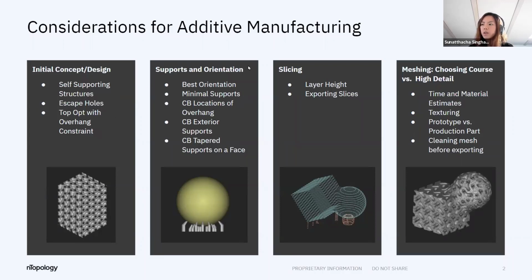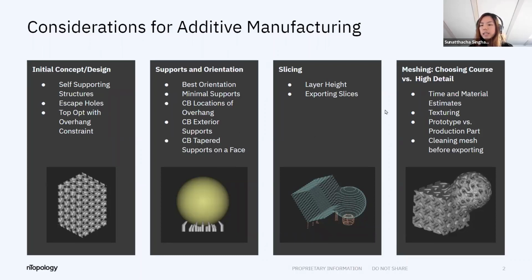We'll also look at the different tools in nTop to look at the best orientation for build prep and add those supports, and a few custom blocks as well that we have to generate those supports for your parts. We'll also look at slicing.